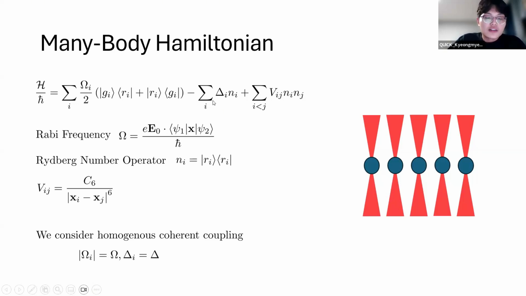The second term is the detuning term, and this term describes how far the laser frequency is detuned from the natural transition frequency of the atom. The parameter delta is the energy difference between the Rydberg state and the ground state relative to the laser's frequency. Since the number operator n_i equals 1 if the atom is in the Rydberg state and 0 if the atom is in the ground state, this term basically shifts the energy of the Rydberg state by a factor of negative delta. The last term is the interaction term.